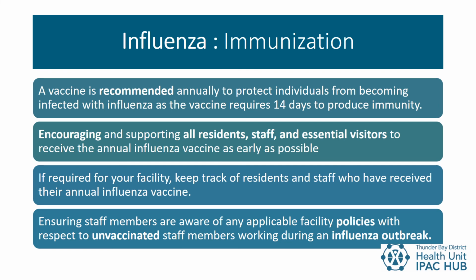Influenza immunization. It is recommended annually to protect individuals from becoming infected with influenza, and the vaccine does require 14 days to produce immunity. The sooner it's available, individuals should seek it out if they're eligible. You should encourage and support all residents, staff, and essential visitors to receive the annual influenza vaccine as early as possible. If required for your facility, keep track of residents and staff who have received their annual influenza vaccine. Ensure staff members are aware of any applicable facility policies with respect to unvaccinated staff members working during an influenza outbreak.